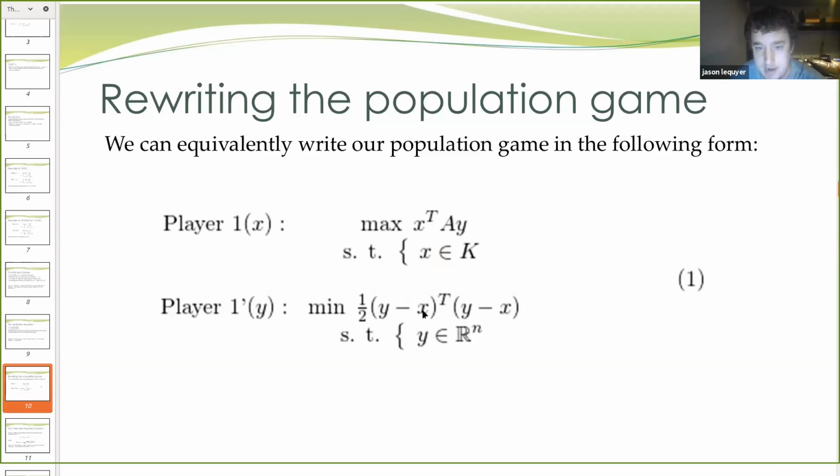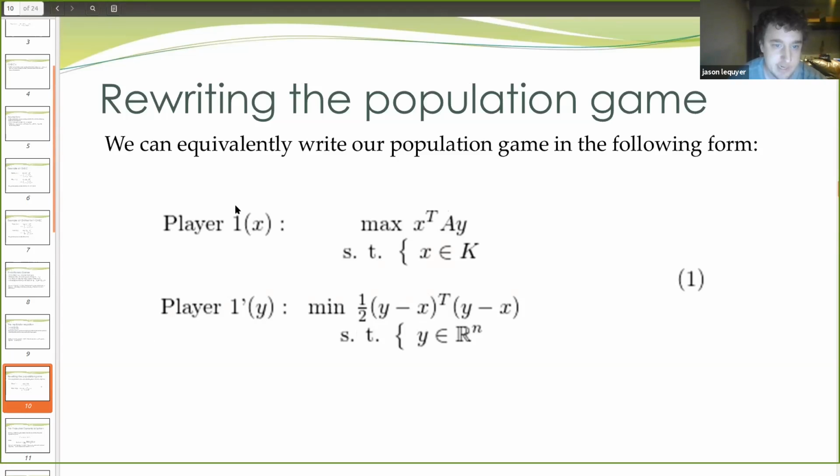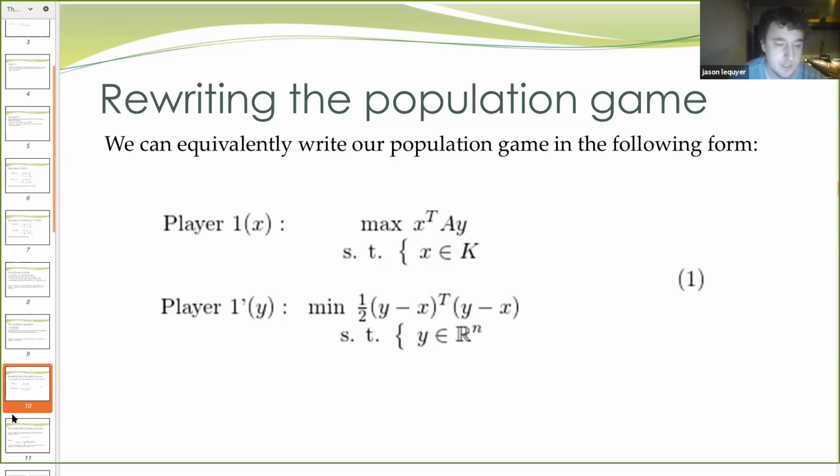For if it was not X, then player 1 prime would not be at their ideal, they could find a smaller value for their objective function. And if there was some strategy better against X than itself, then player 1 would not be at their ideal strategy. And so the solutions of this generalized Nash game coincide with the solutions of the associated evolutionary game.